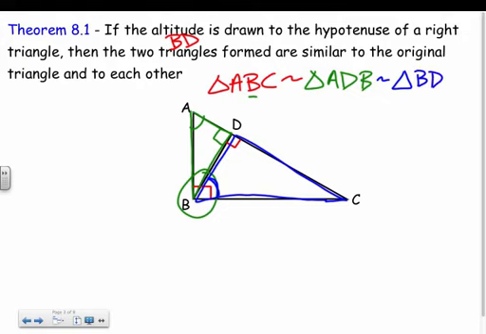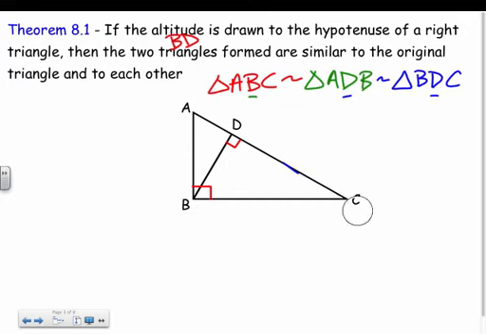And D is the right angle. Right angles are all in the middle here. And C. So all three triangles are similar, the big one to each of the small ones that it created. That's only if I draw an altitude to the hypotenuse, an altitude from the right angle to the hypotenuse. Okay? It doesn't work for any of the other altitudes, just that one.